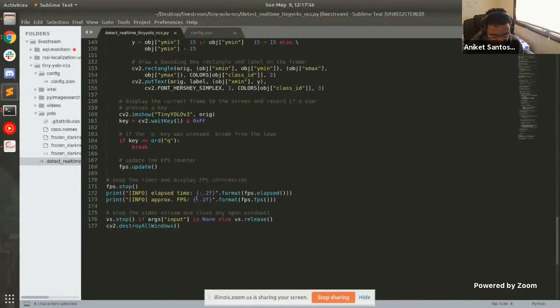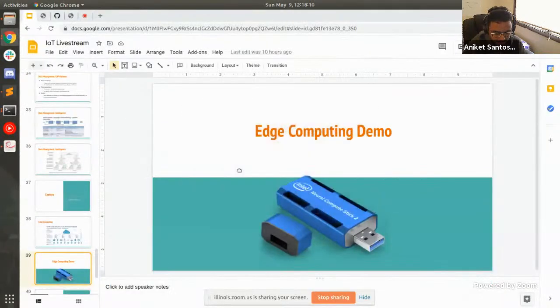And it's a very tiny amount of code. I mean, the amount of code is relative. So a fair bit of code to just execute a simple object detection model on the neural compute stick.